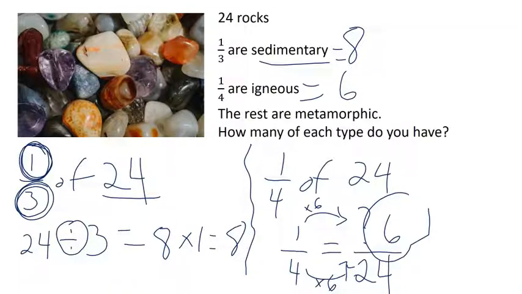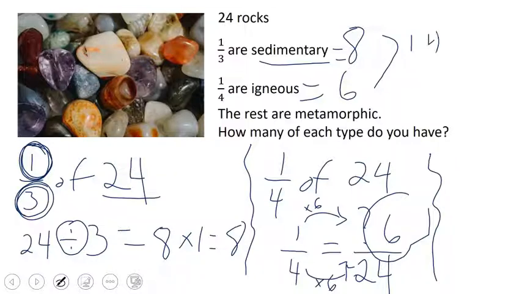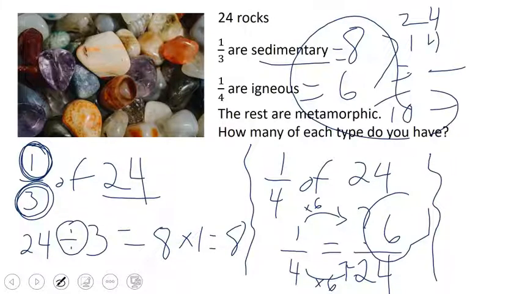My last step says the rest are metamorphic. Well, it doesn't give me a fraction, but I know that 8 are sedimentary and 6 are igneous. So altogether we have 14 rocks here. We know that there are 24 rocks altogether. So to find the remaining rocks, we do 24 minus 14 gives me 10 rocks are metamorphic. So we have solved all of our rock types, 8 sedimentary, 6 igneous, and 10 metamorphic.